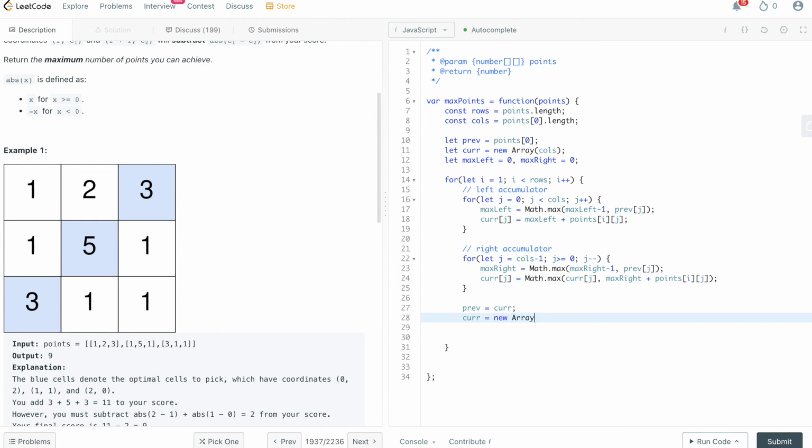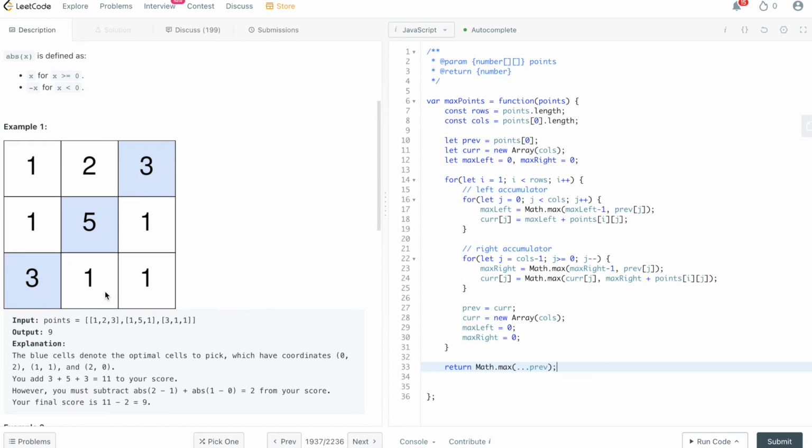So after this is done, right, we want to move our pointers forward. We want to create a brand new array for current, and then we want to reset our max left and our max right, right? And then at the very end, the values within previous, we want to find the maximum of all of those values, right? And that just becomes our answer.